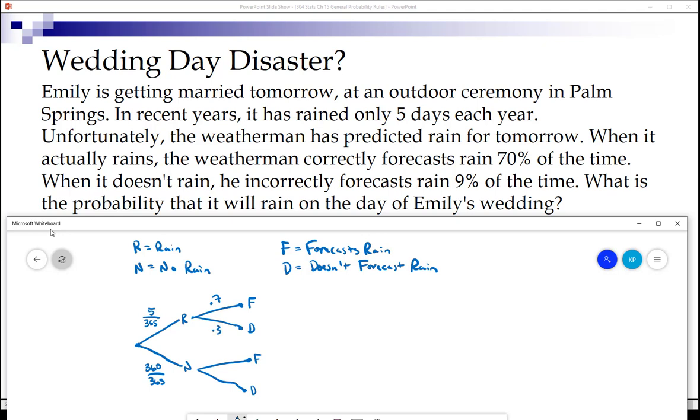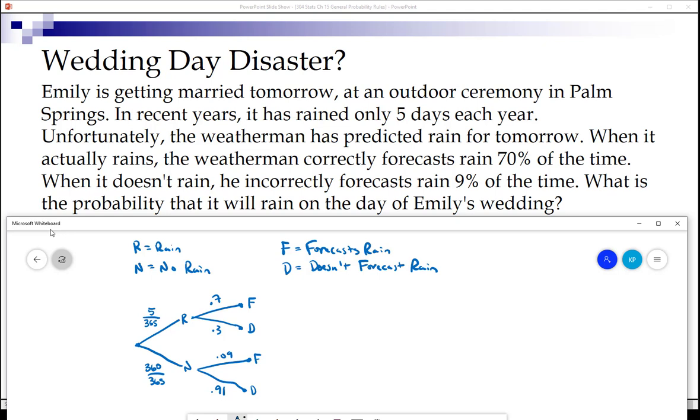When it doesn't rain, it says that he incorrectly forecasts rain 9% of the time. So he's going to forecast rain 9% of the time, even though most of the time it doesn't rain. And that means that 91% of the time, he's going to say it's not going to rain, and it actually doesn't rain.